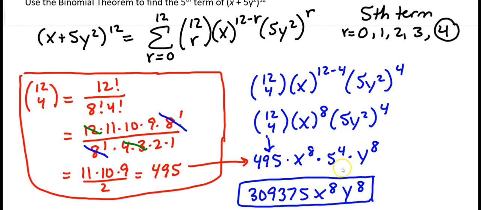So 495 times 5 to the 4th, which is 625, I believe, that ends up, there's my coefficient, x to the 8th, y to the 8th.